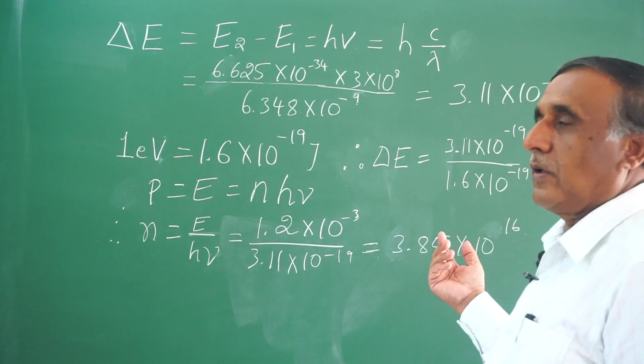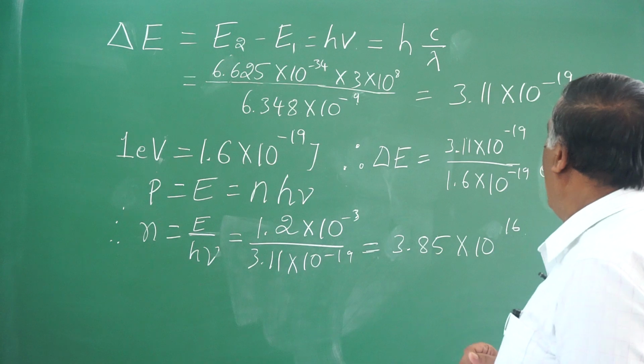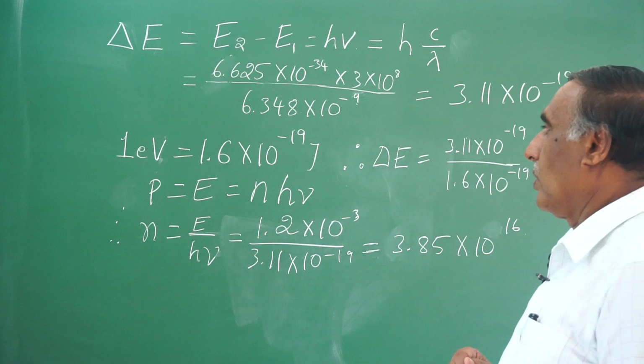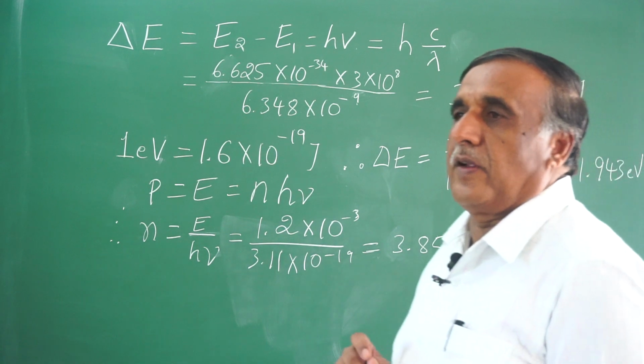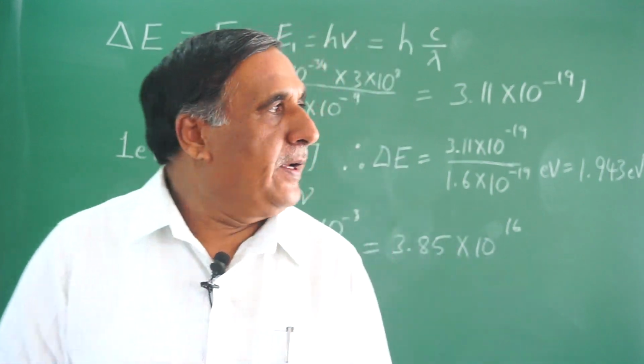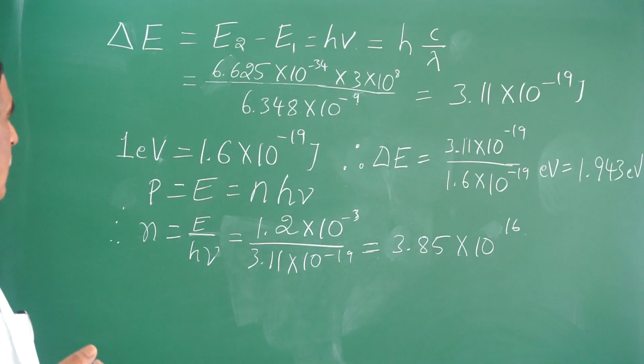So, if you carry out the calculations, that value will be 1.943 electron volt. So, this is the energy difference in electron volt. Next, we are also asked to calculate here, power is given.